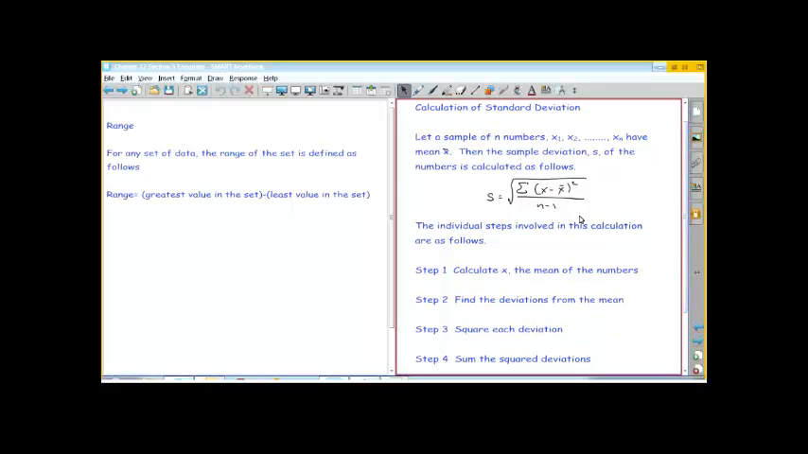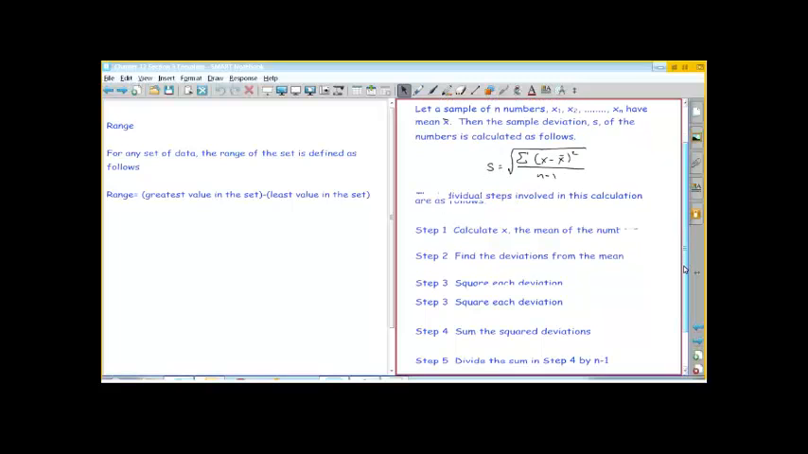And then you divide by n minus 1. N's the number of data points. And then you take the square root.